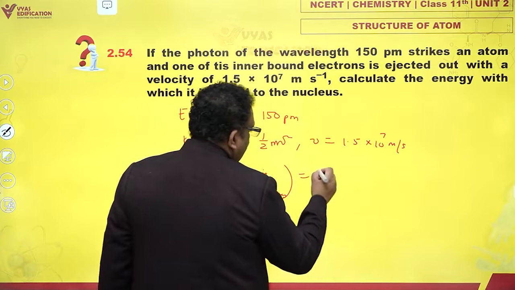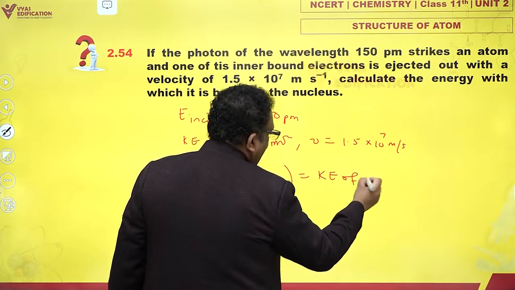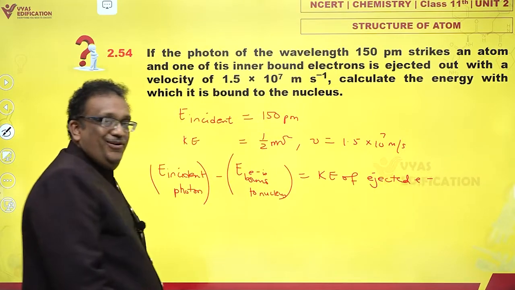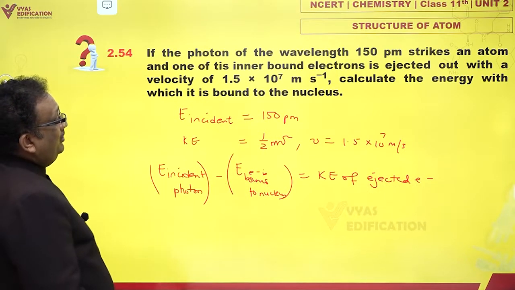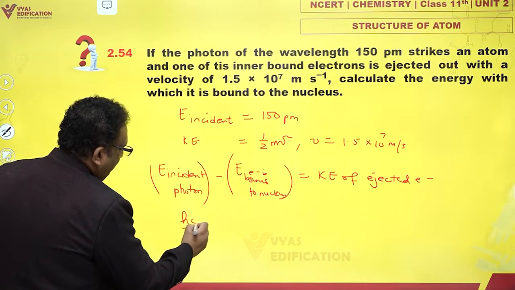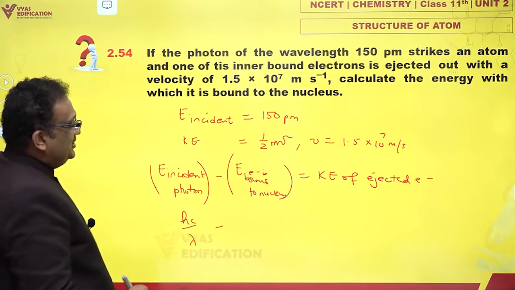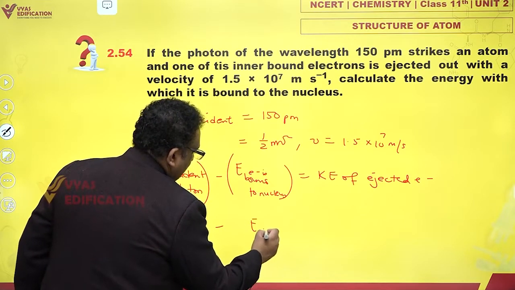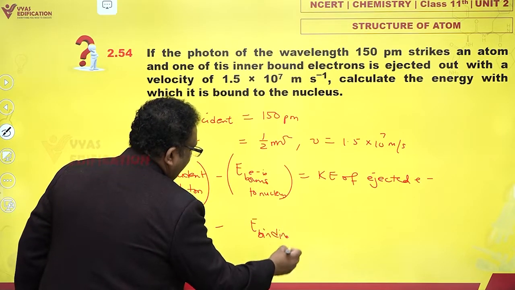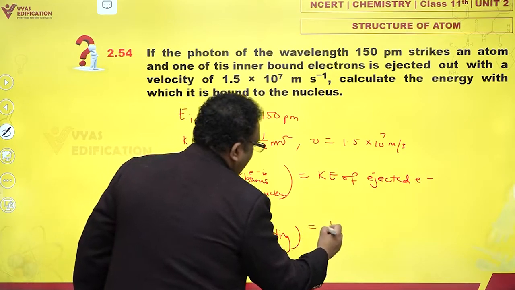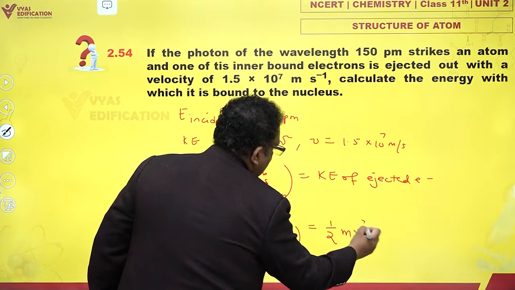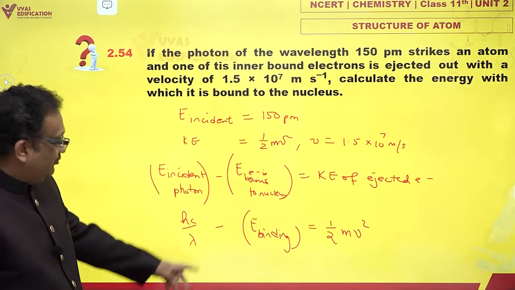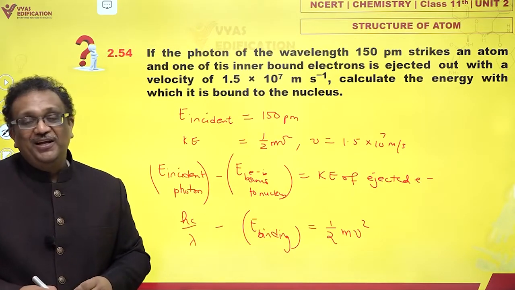This is equal to the KE of the ejected electron, right? Incident photon hc by lambda, minus the energy bound, which we have to calculate, is half mv square. Mass of electron I know, velocity of electron I have been given. I just have to substitute and I will get the binding energy.